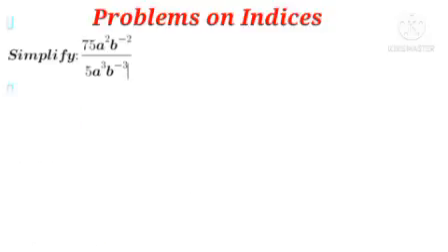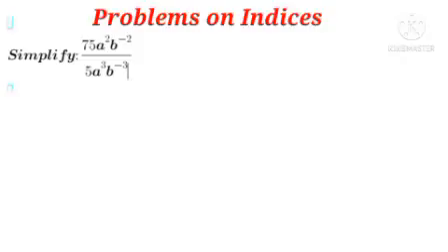Now move to the next example. Simplify 5x a squared b raised to the power of minus 2 all over 5a raised to the power of 3 b raised to the power of minus 3. How do you solve this? You can pause the video and solve it on your own.